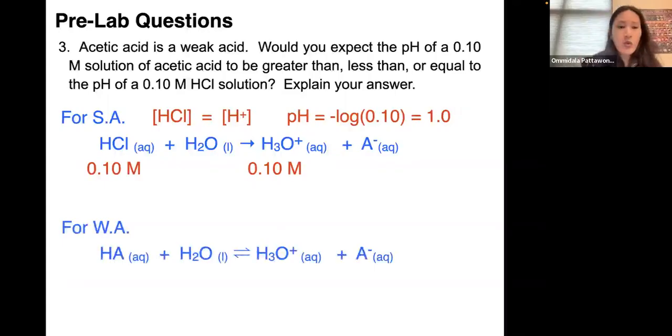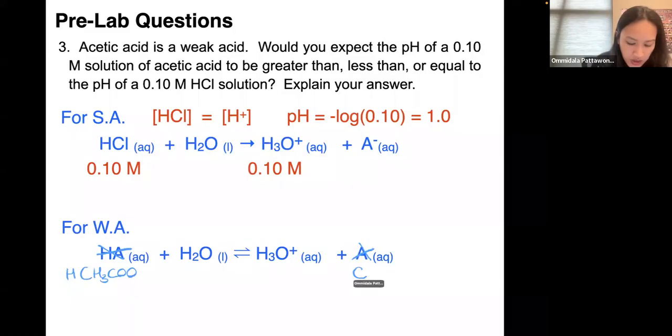So now let's take a look at weak acid. Weak acid in this case is acetic acid. So if I write this more correctly, I'm going to replace this HA with an actual acetic acid. It's going to be HCH3COO. As this acid gives up its proton, it is going to become its conjugate base, which is CH3COO minus. So if you want to write this more correctly, it would be that. The HA is just generic.